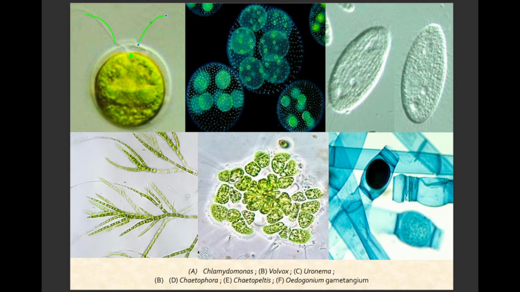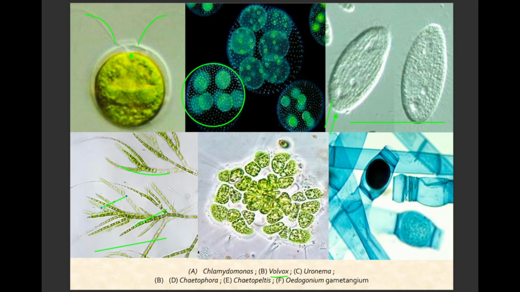We have your Volvox here, na nagpo-form ng colony. Meron tayong Euronema right here and your Chaetophora. Yung Euronema is unbranched, ito yung kanyang flagellated na cell pero this is the unbranched one. Ito yung case ng Chaetophora naman na meron kang branching pattern.